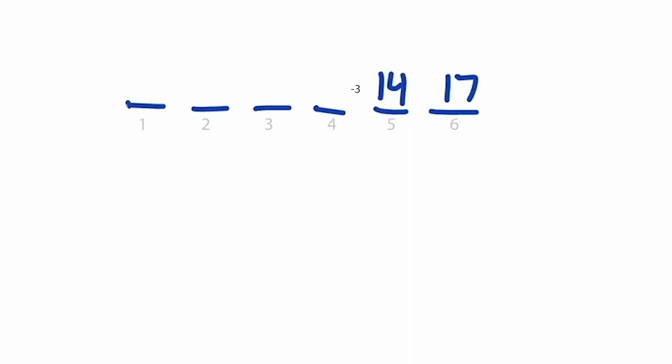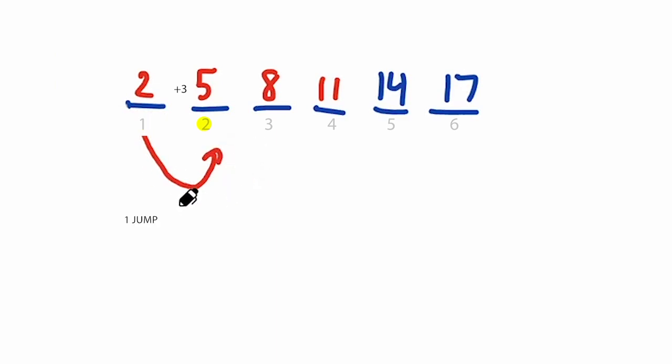If I backtrack by 3, that'll be 11 for the previous term. So the fourth term was 11. If I backtrack by 3 more, then we're back to 8. If we backtrack by 3 more, then we're back to 5. And if we backtrack by 3 more, then we're all the way back to 2. So what that means is our first term was a 2. Now let's think of it this way. How many jumps did it take me to get from my first term to a second term? It took 1 jump of 3.